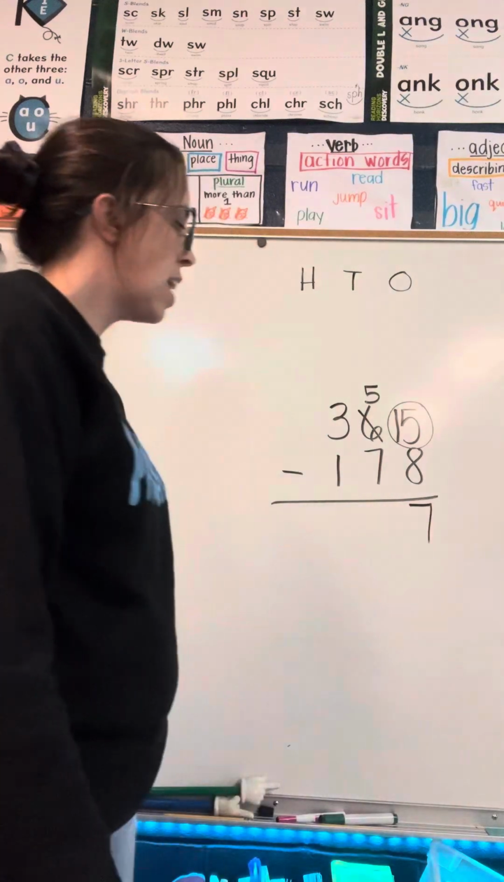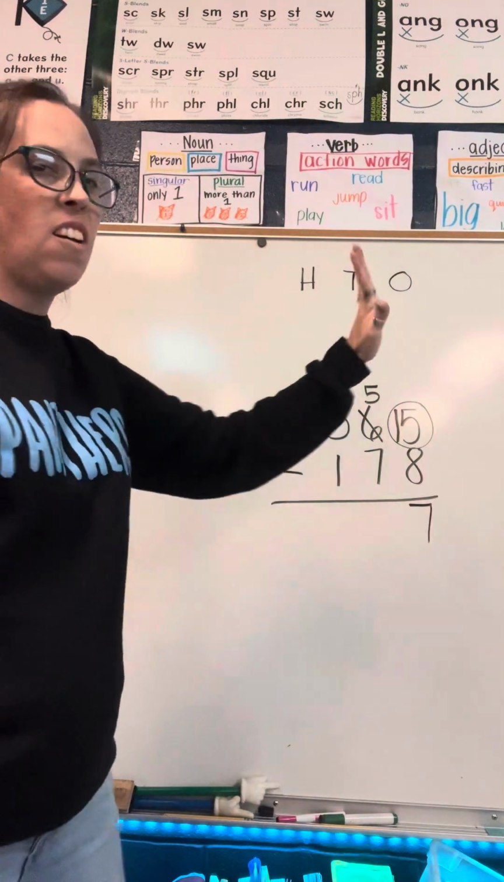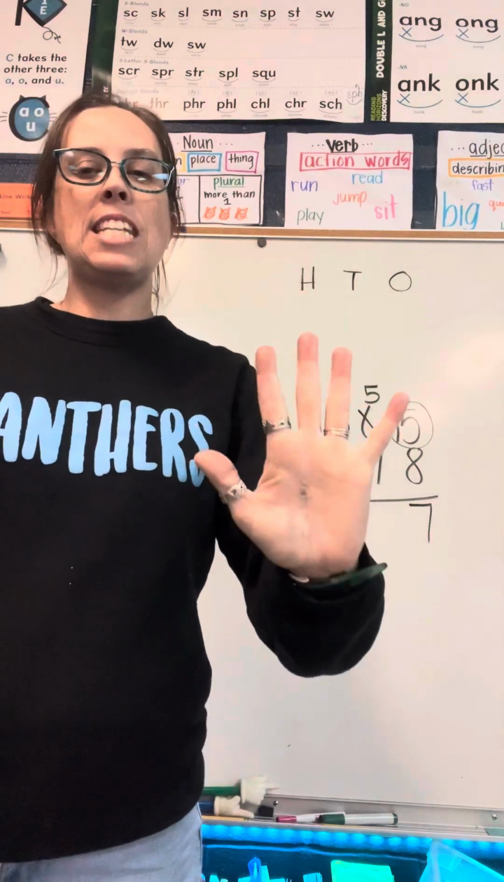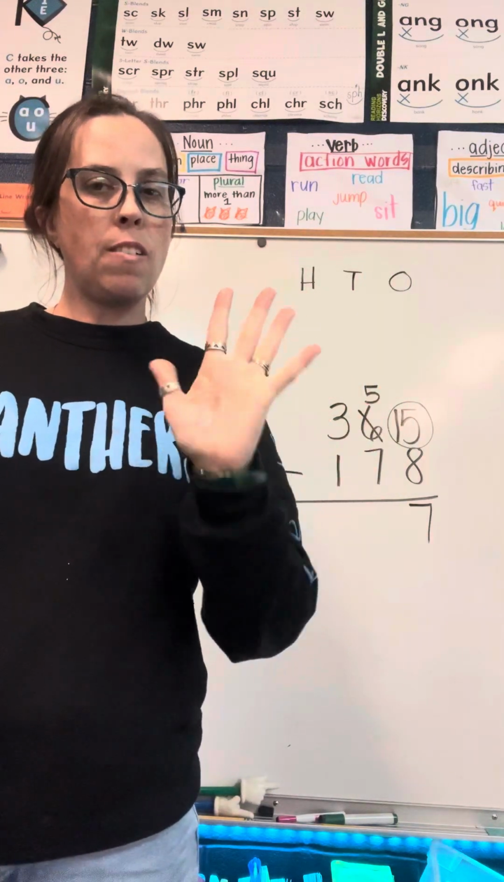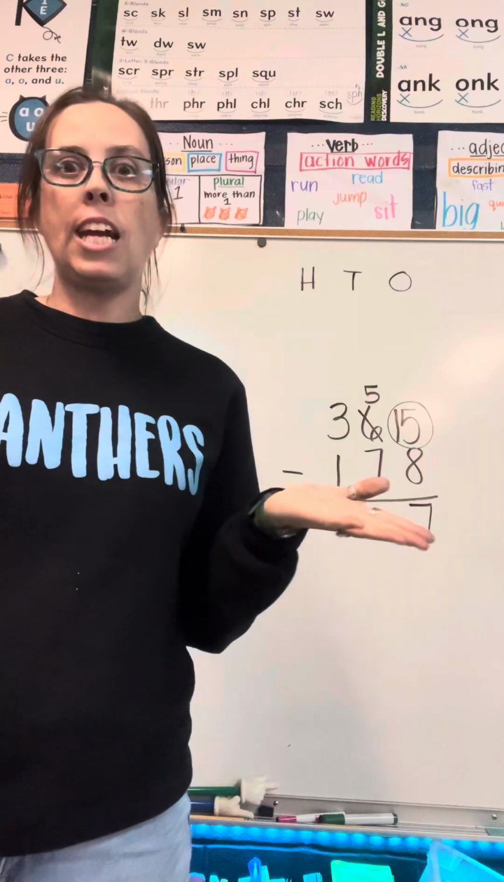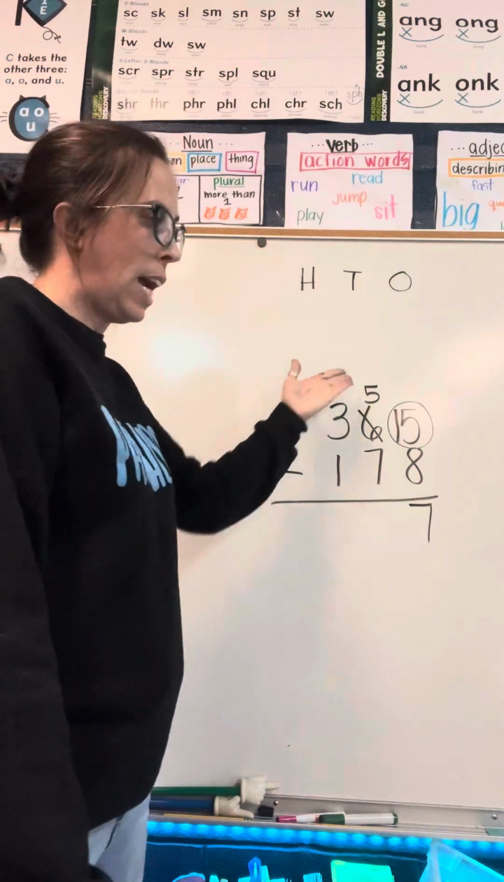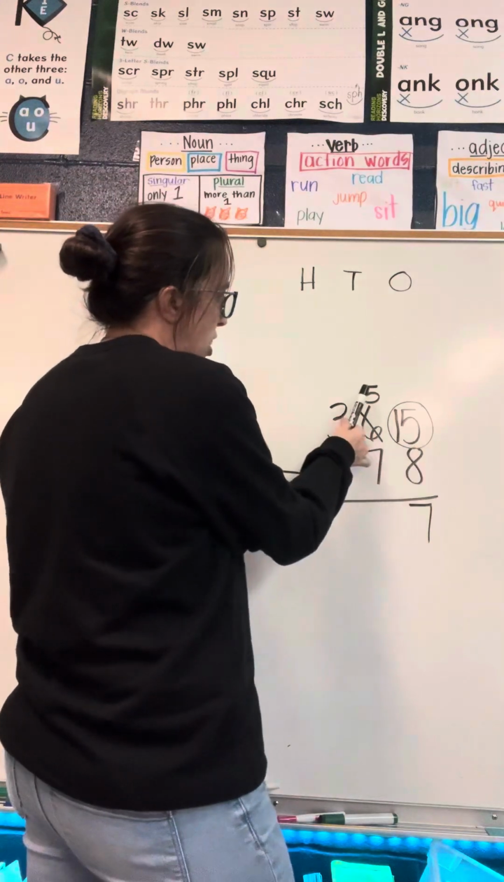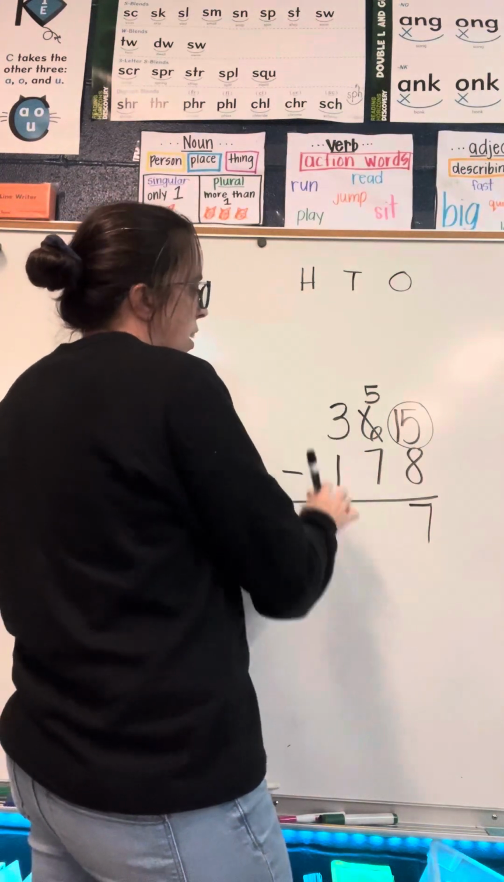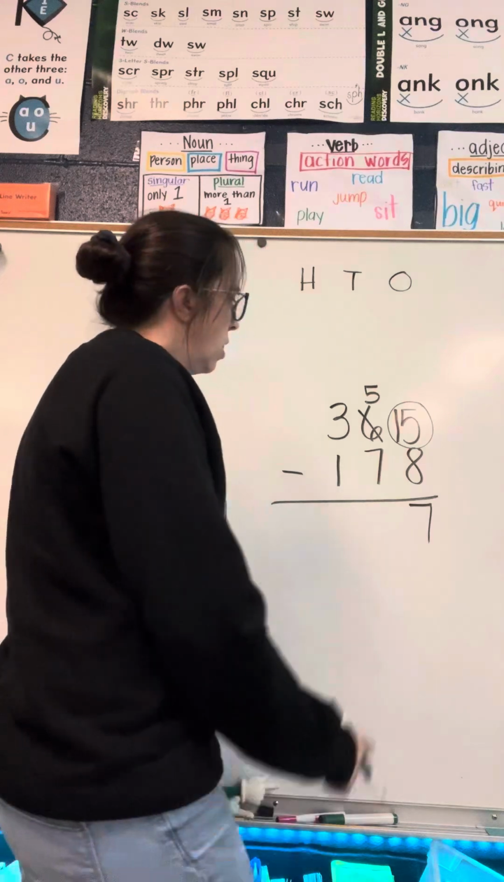Very good. Now, look at this one. I have 5, and I need to take away 7. Can I take 7 away from 5? I cannot. It's too small. I don't have 7 to give away. So I'm going to have to go next door again. Knock, knock, knock. Can I borrow 100?